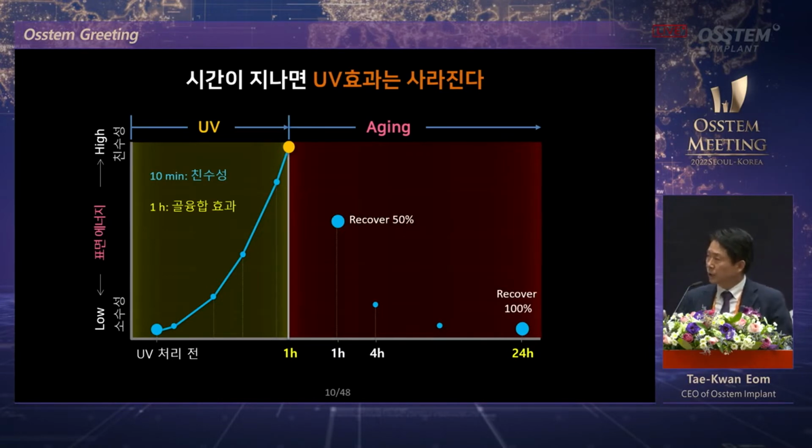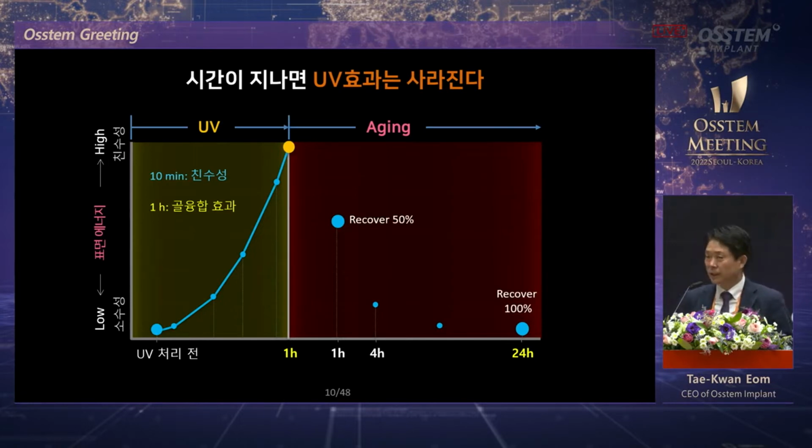And if I elaborate on the process, x-axis is time when you do UV treatment, y-axis is energy. So the surface energy is low when it is hydrophobic. Hydrophilic means when surface energy goes up a little bit, hydrophilicity would go up considerably. So if a UV treatment is done for 10 minutes, it becomes very hydrophilic. But also integration characteristic is a different story. So for osseointegration, 1 hour of UV treatment should be provided.